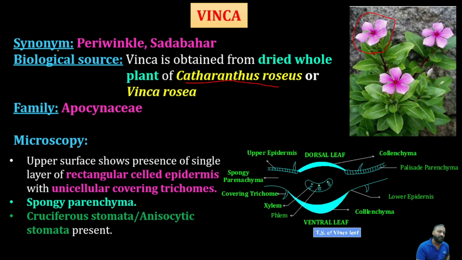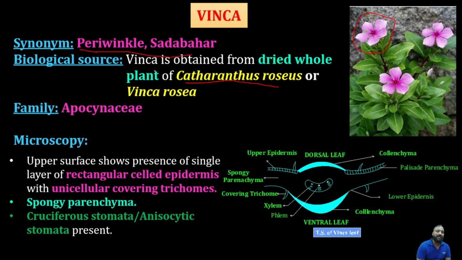I'll give you a hint: what is the color of this plant's flowers? Purple. Purple periwinkle. So the synonym of the plant is periwinkle. Whenever you hear of Vinca, you should definitely remember this image, in which the flowers are purple in color. And Sadabahar, Sadapuli, Madagascar periwinkle. These are the synonyms, because sometimes they include the geographical source, as the Madagascar region is more favorable for their growth.